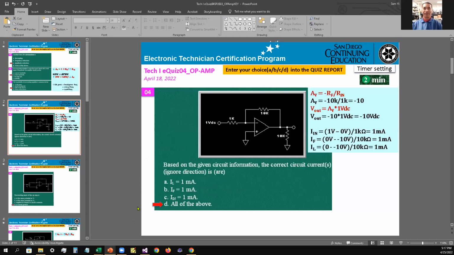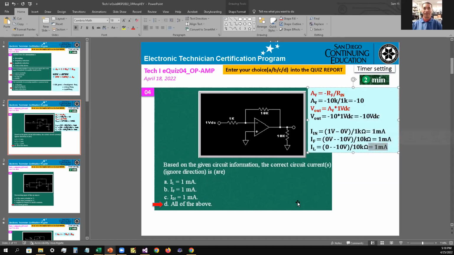Okay, number 4, based on the given circuit information, the correct circuit current direction is R. Okay, so if you do this calculation, IL, IF, IN, all of them is 1 milliamps. So we did all the calculation right here. So we got the gain and then we do the calculation and then use that information to calculate IN, IF, IL, all of them comes up to 1 milliamps each.